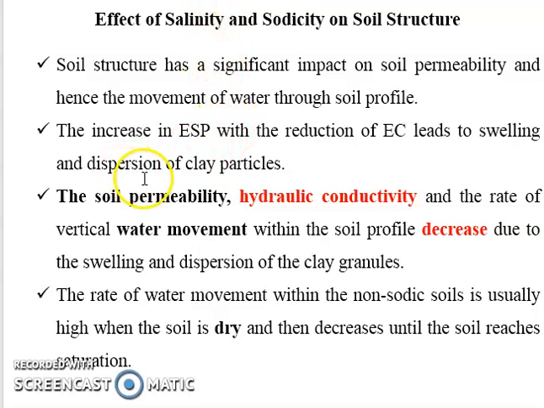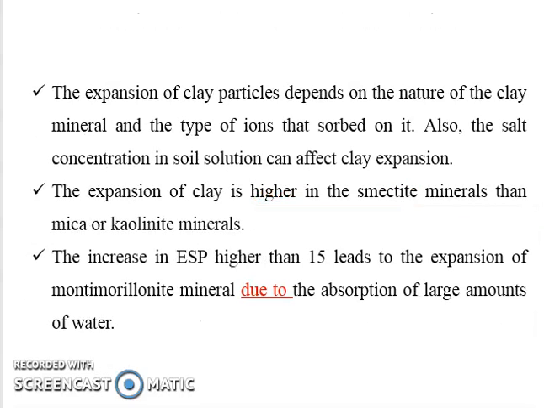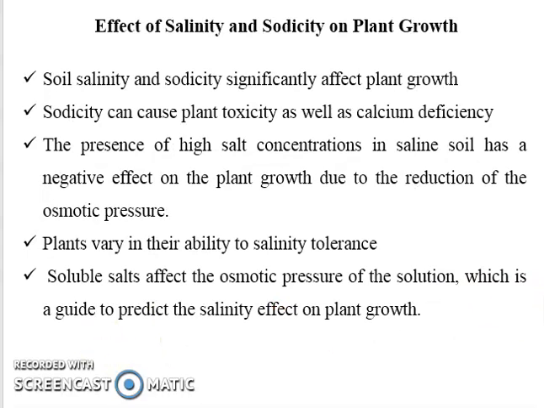As you know, sodicity causes dispersion and affects the permeability and hydraulic conductivity of the soil, and the rate of vertical water movement within the soil profile decreases due to the swelling and dispersion of clay granules. So this is the problem of sodicity. However, salinity causes osmotic pressure to increase, and the plant may wilt because its ability to absorb water decreases. An ESP higher than 15 leads to the expansion of montmorillonite mineral due to the absorption of a large amount of water in this type of clay.